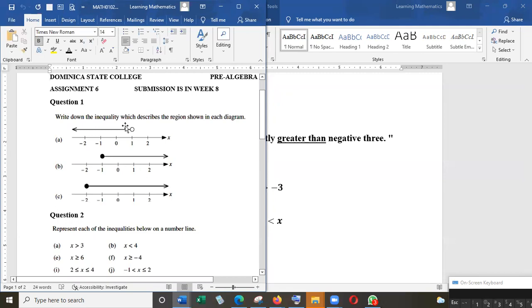So for this one, you all said all the numbers that are less than 1. Okay, so there are 2 ways to symbolically write this down. X is less than 1. Please write it 2 ways. Okay.